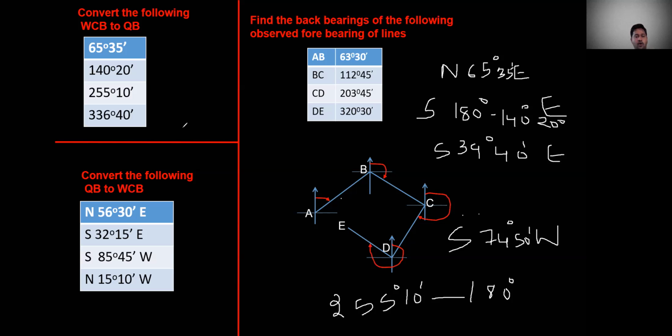In a similar way, for the fourth coordinate, the value is northwest. You indicate in the coordinate as northwest, that is the fourth coordinate. In this fourth coordinate, it will be 360 degrees minus this value, that is 336. 360 minus 336 gives you 24, that is 23 degrees 20 minutes.